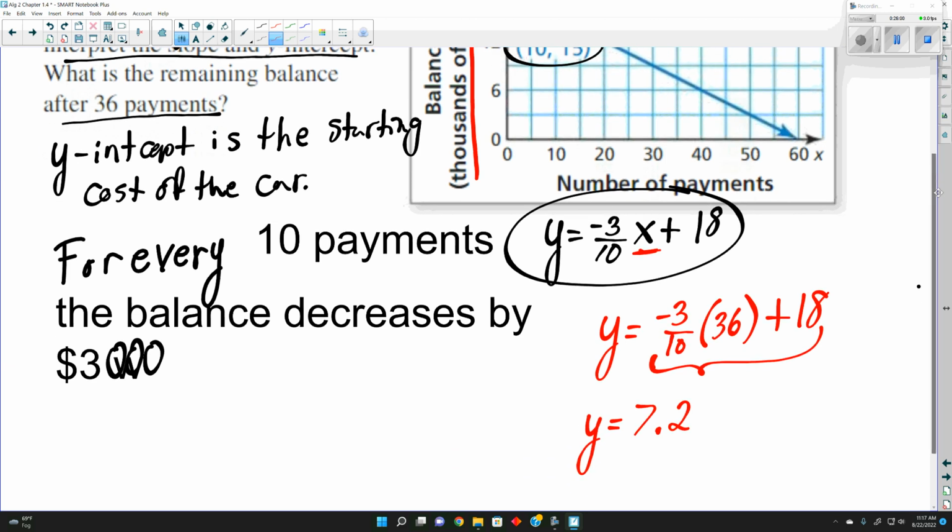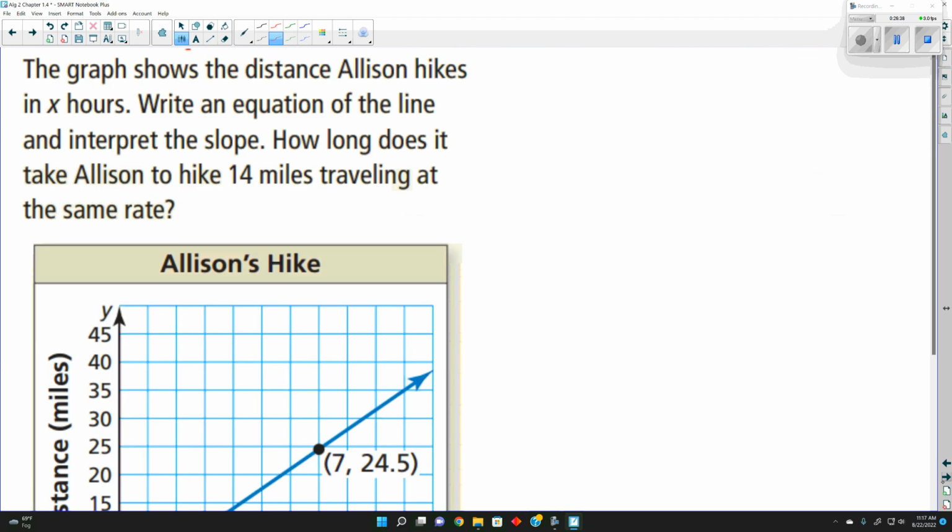Any other questions on this here? So the remaining balance after 36 months is $7,200. Any other questions on this problem here? Okay. We're going to go on and look at the next one here.